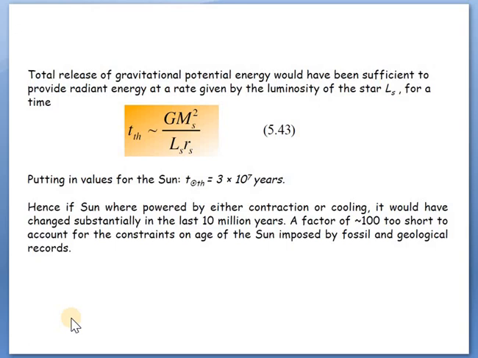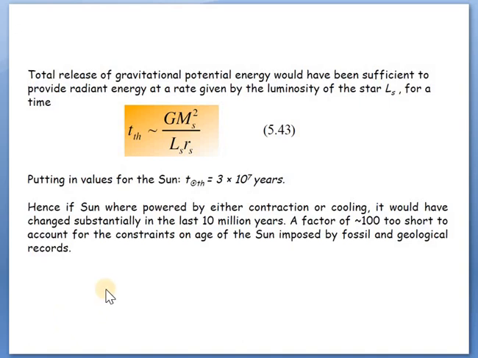And what does this mean? This means that the sun has been shining with about the same luminosity during all this period. So this means that gravitational energy can't be the source of stellar energy.